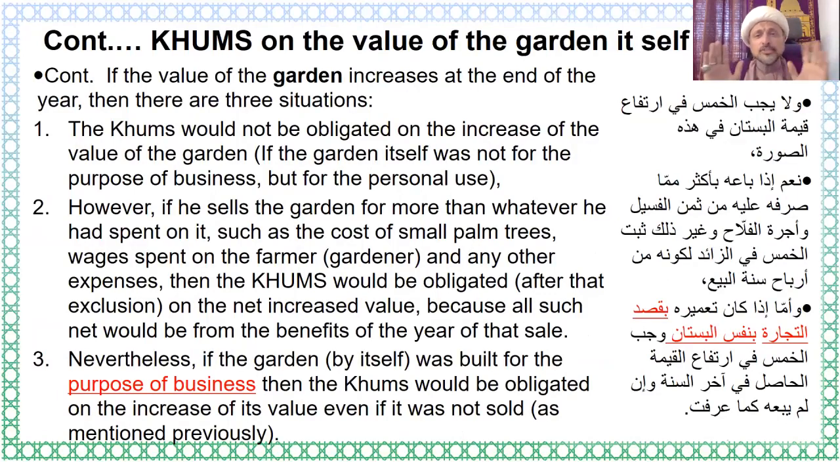ولا يجب الخمس في ارتفاع قيمة البستان في هذه الصورة. So the garden's value got increased because there was an increase in the tree, value of the tree, value of the dates, attached, detached. There was an increase. So the value of the garden, but you don't have to pay the khums on the value of the garden. Why? Remember, garden was personal and the tree was for business. Remember, it was a combination. If you have forgotten, go back and listen to the beginning.